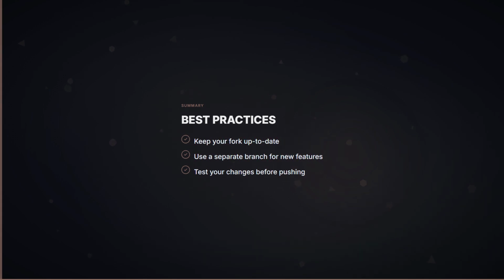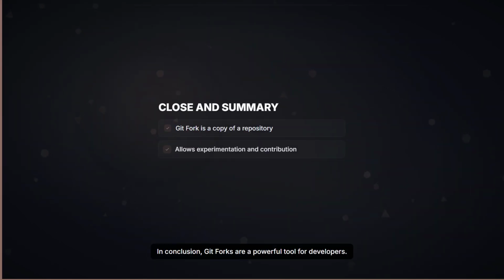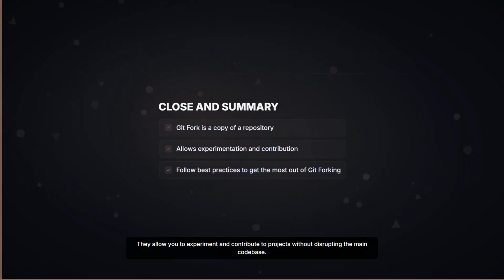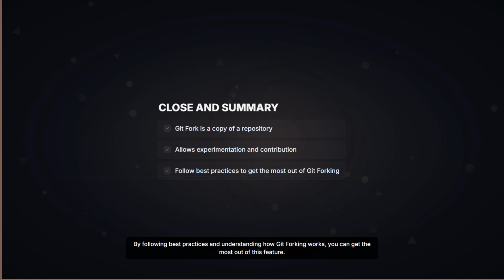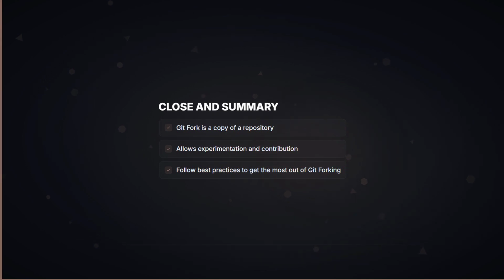In conclusion, Git forks are a powerful tool for developers. They allow you to experiment and contribute to projects without disrupting the main codebase. By following best practices and understanding how Git forking works, you can get the most out of this feature.